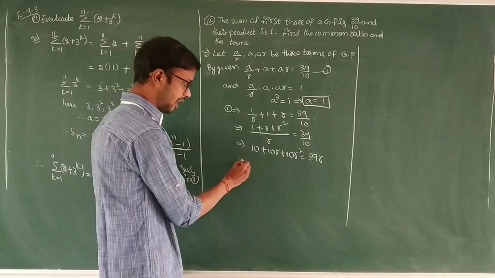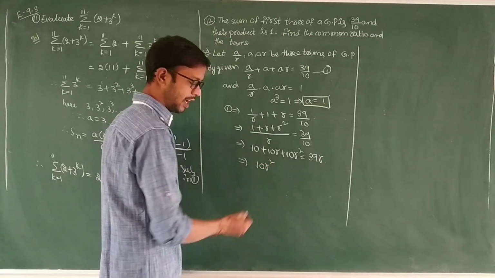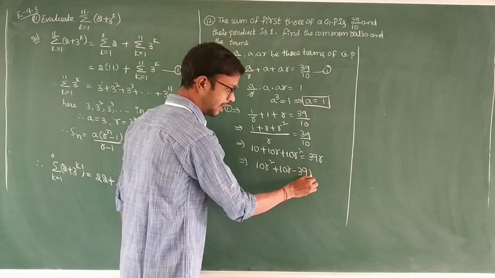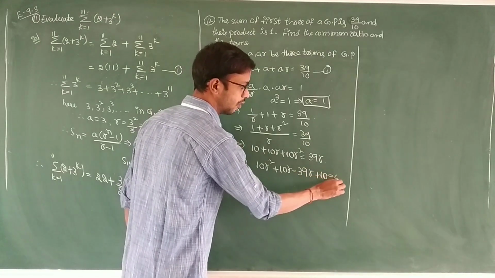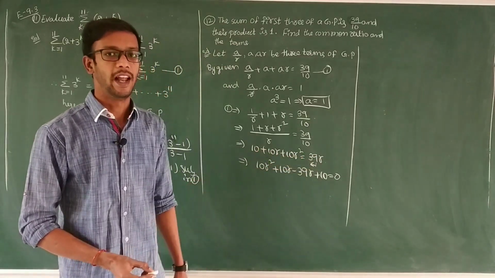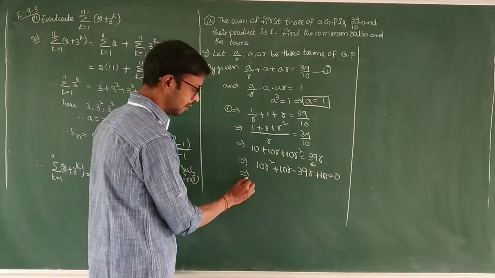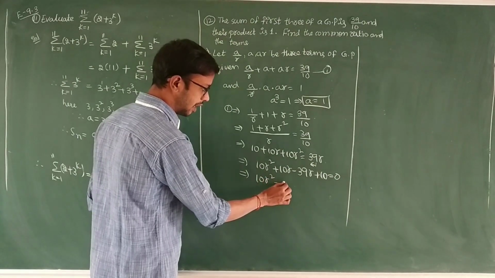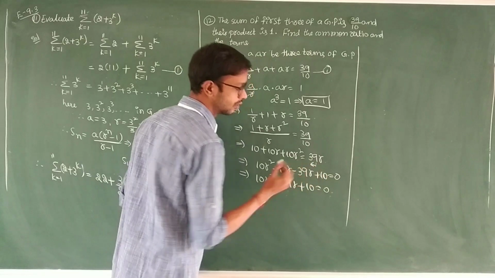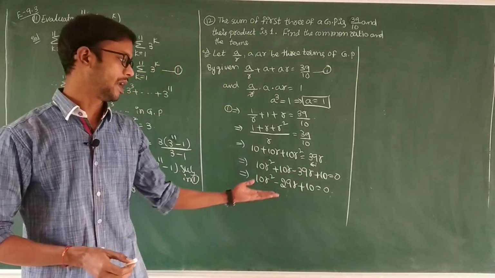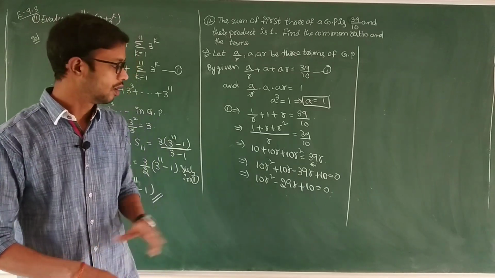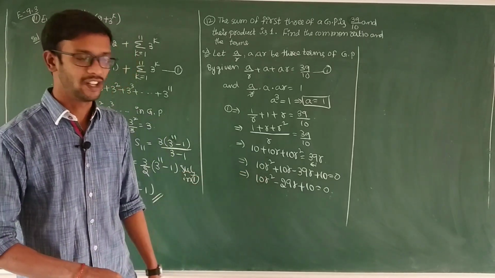So make the simplification. 10r square plus 10r minus 39r plus 10 is equal to 0. Shifting to the left side, positive will become negative. Next, 10r square minus 29r plus 10 is equal to 0. So now you have to make the factorization. Otherwise, you can use the formula also. Directly make the factorization here.